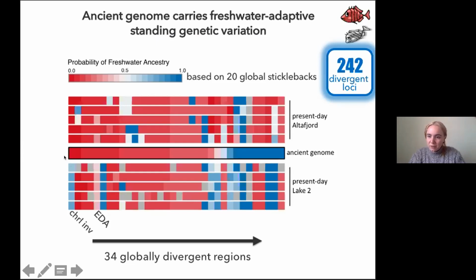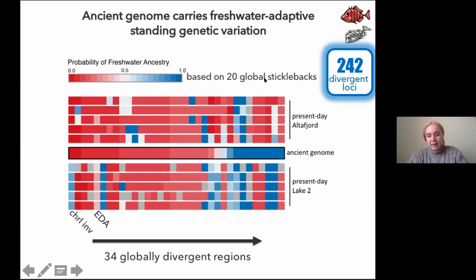Well, we would kind of expect this because we have sampled one fish from 12,000 years ago, but probably there was a whole population that was colonizing this lake. So some other fish were also carrying freshwater adaptive alleles, and it makes sense that some other freshwater adaptive alleles also got fixed in the lake.